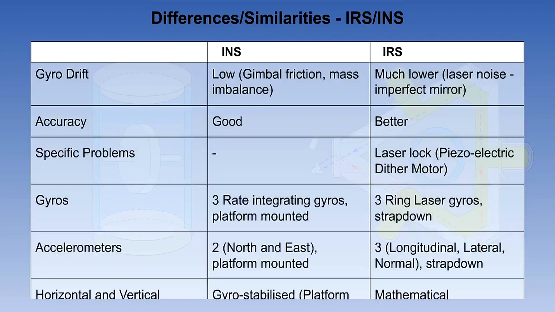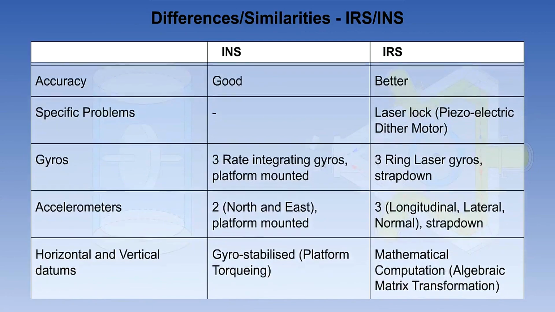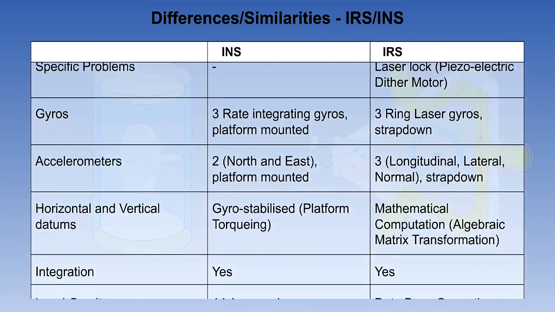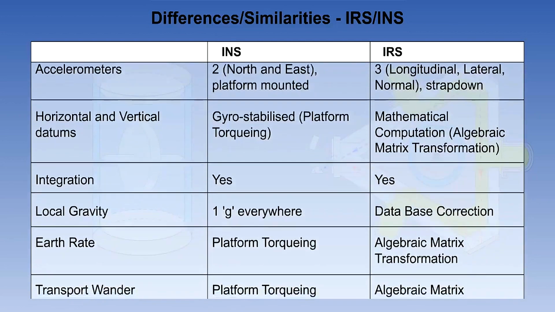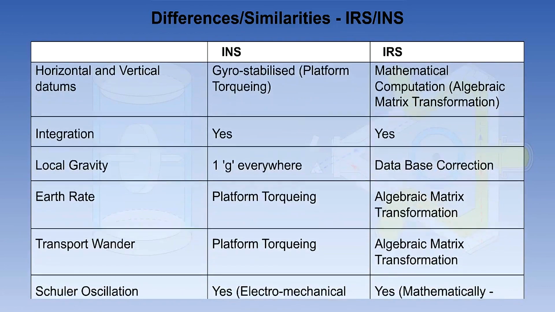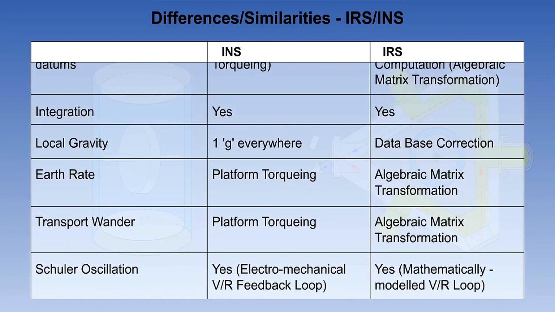We then compile the list of the similarities and differences between INS and IRS, showing that in general, IRS is a more accurate, more robust and more reliable system. That concludes these lessons on IRS. Later lessons will go on to show how the IRS is used in the flight management system.